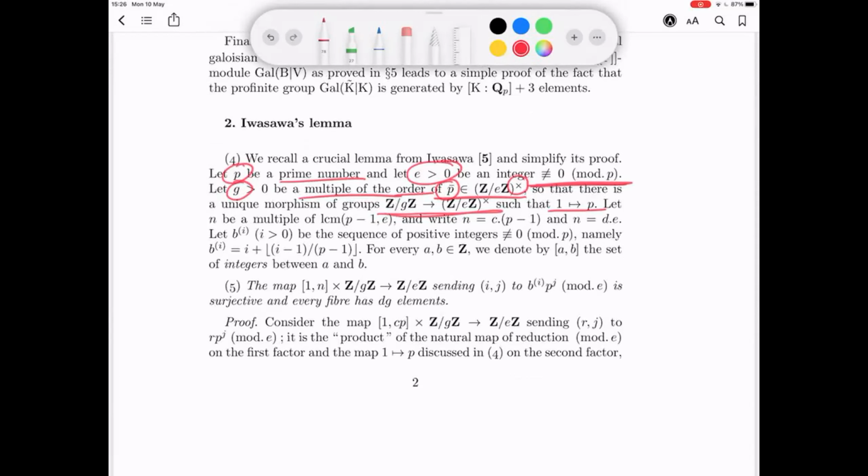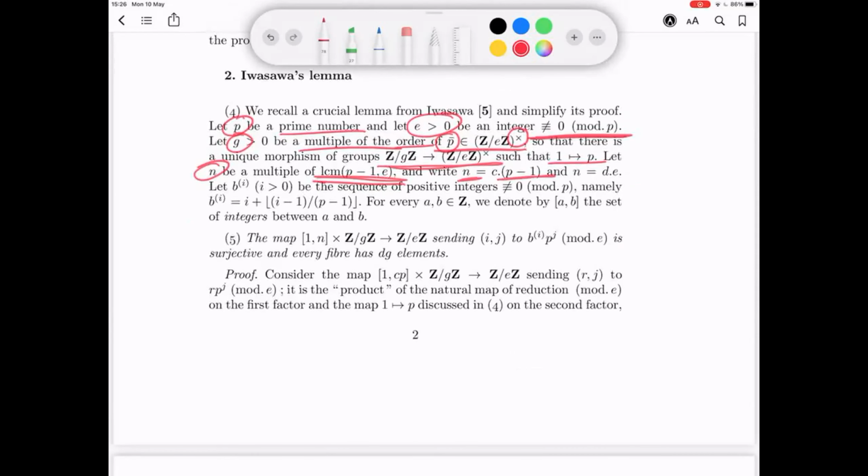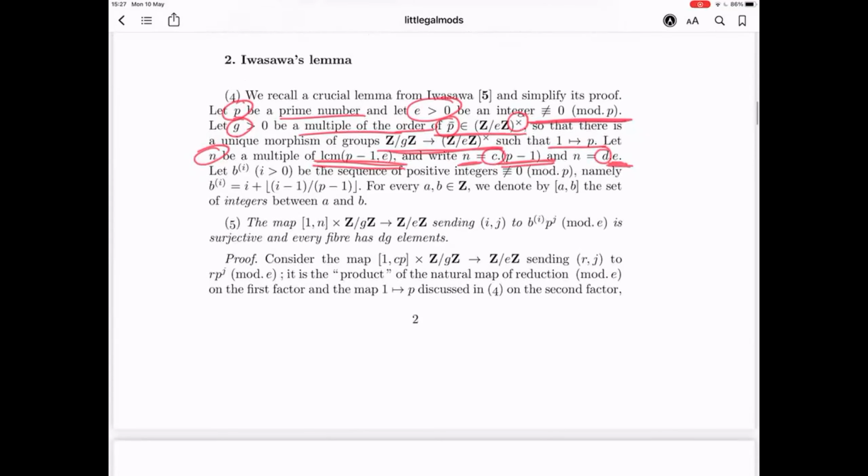And let N be a multiple of the LCM of P minus 1 and E. The LCM is the least common multiple, so it's a multiple of P minus 1 as well as of E, and N is a multiple of the LCM. So N is, of course, a multiple of P minus 1 and of E, and I'm defining C and D to be these coefficients: N is C times P minus 1, and it's also D times E.